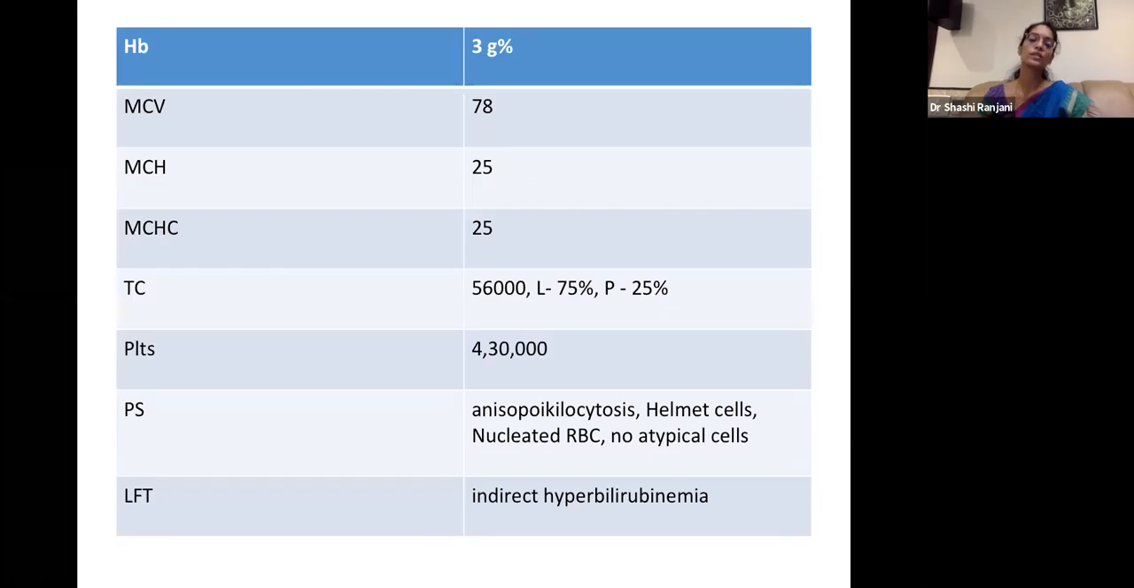So the point I want to stress here is that whenever you see a high total count, especially with lymphocytic predominance, you have to keep in mind that, of course, it can be leukemia. We will have to rule out leukemia, but there is also a chance that it can be nucleated RBCs, which are giving rise to this increased total count.